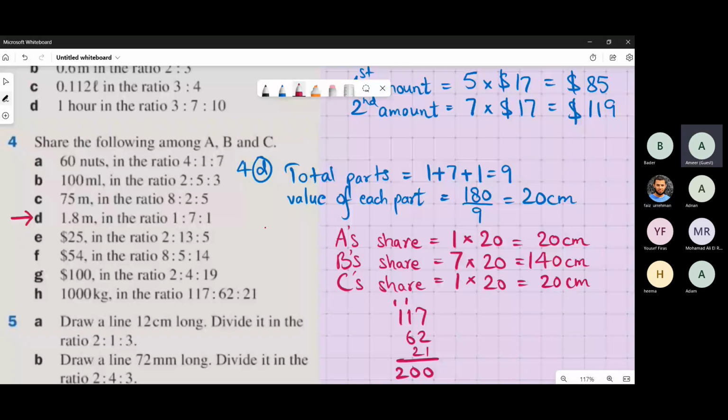Wait. 1000 over 200. 1000 over 200 is what? 5. Multiply this guy by 5. Multiply this guy by 5. And we are done. This is easy, but so many steps.